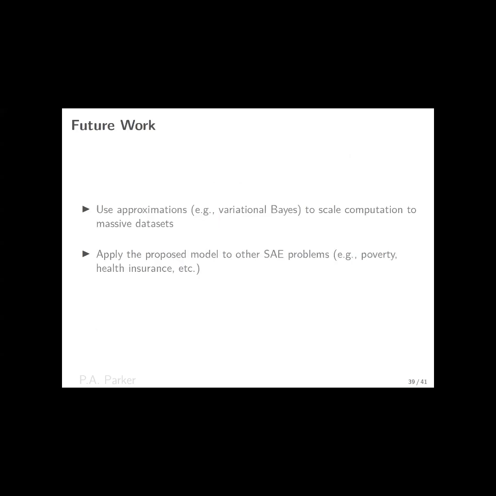So there's some other things we'd like to do here. We'd really like to scale this up for truly massive survey data sets. And so one thing we might look into is the use of approximations, specifically variational Bayes, to scale this computation up. So it'd be great to fit a model like this for maybe all of the counties in the entire US, or maybe even go to more granular geographic areas, something like census tracts, of which there's, I think, about 80,000 in the entire US. So scaling things up to that scale would be great.